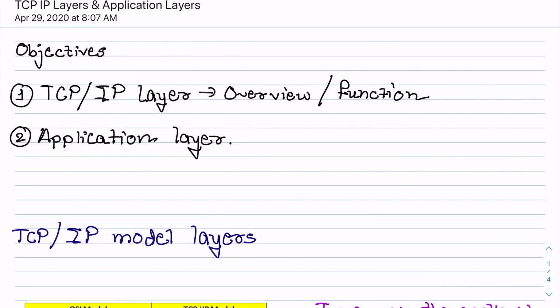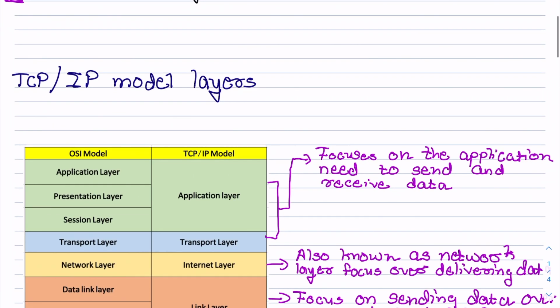Today we are going to learn about the TCP/IP layers and the application layer of the TCP/IP model. Our objective is, first, a TCP/IP layers overview and their functions, and second, the application layer. So, let's go to the TCP/IP model.